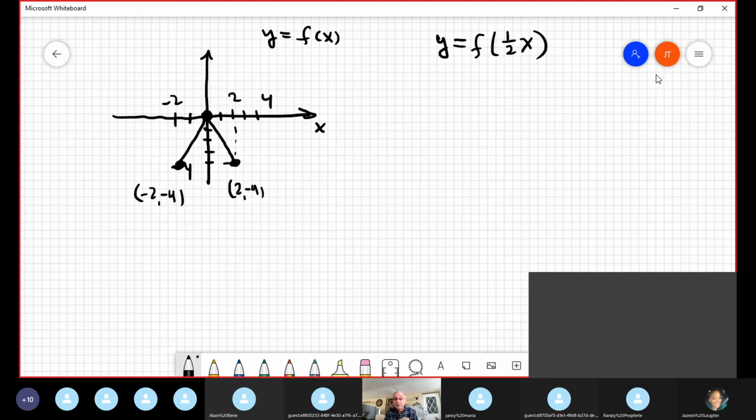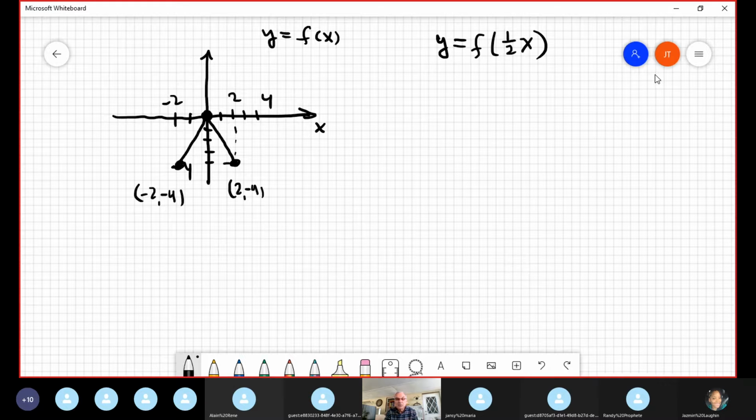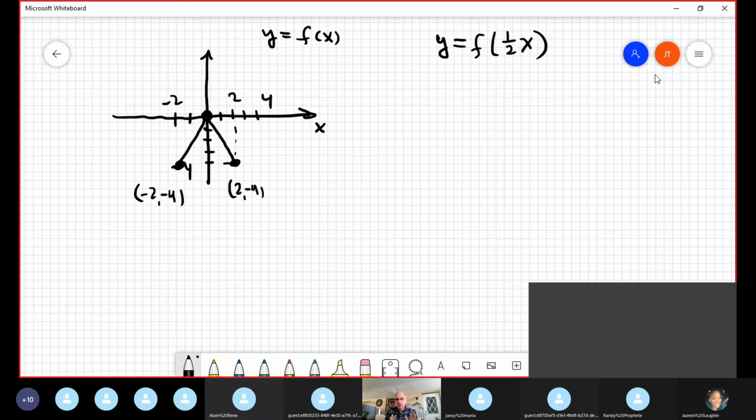And negative half. What does negative half mean? Positive half. No, it's positive half. We can do, no reflection. Reflection is when it's negative.